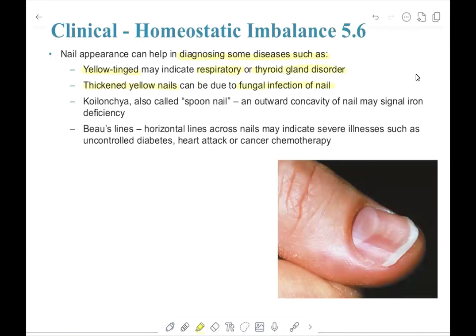There's something called spoon nail, which is koilonychia, and that could be due to an outward concavity of the nail that may indicate iron deficiency. You can almost see something like that here indicated. Also, Beau's lines are horizontal lines across nails that may indicate severe illnesses such as uncontrolled diabetes, heart attack, or maybe even cancer chemotherapy.